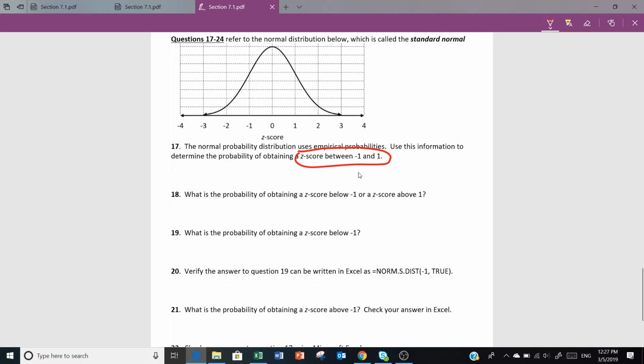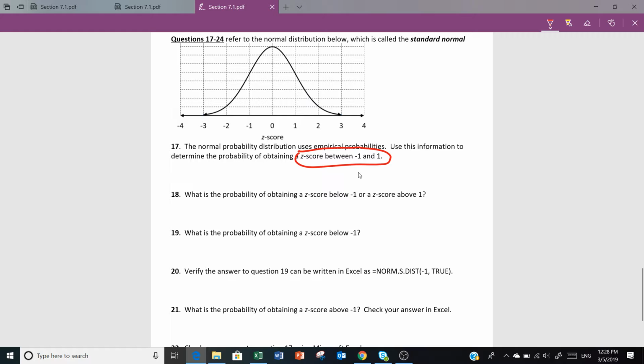Oh wait, so it would be... no. This is 0.68. This is 0.32. This is negative 1. Let's see if we can do this without typing in Excel first. So if we have between negative 1 and 1, that's 0.68, so it's just left on the sides.